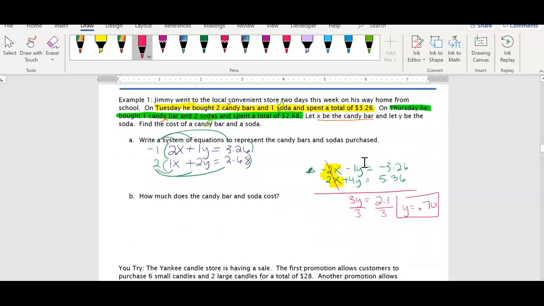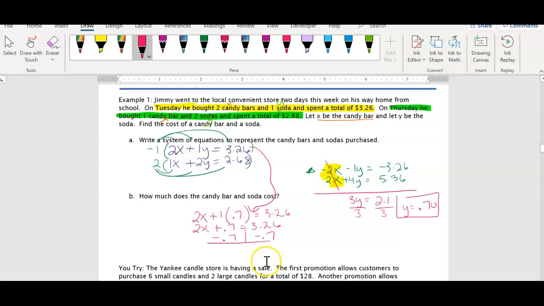So what I need to do with that is take that answer and plug it into one of my original problems. So I'm taking what's in purple here. I'll take the top one. So I'm going to write 2x plus 1 times y, which is 0.7, equals 3.26. So I want to get rid of the parentheses, 2x, and then 1 times 0.7 is just 0.7. And then my next step would be to do a wall and floor. I want to subtract 0.7 from both sides.